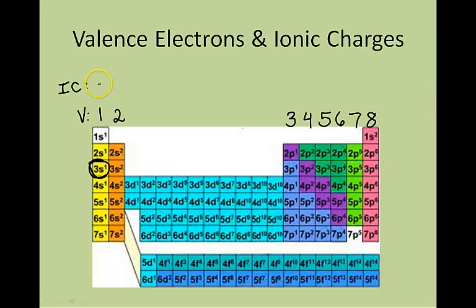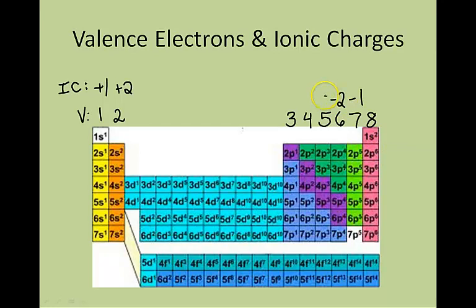So if it loses one negative charge, it's going to become a charge of positive 1. The same kind of thing happens for column 2. They'll form plus 2 charges by losing 2 electrons and becoming like the noble gas before them. Let's jump over to the halogens. They tend to form -1 ions because they have 7 valence electrons. If they get one more, they're like a noble gas, which makes them very stable.